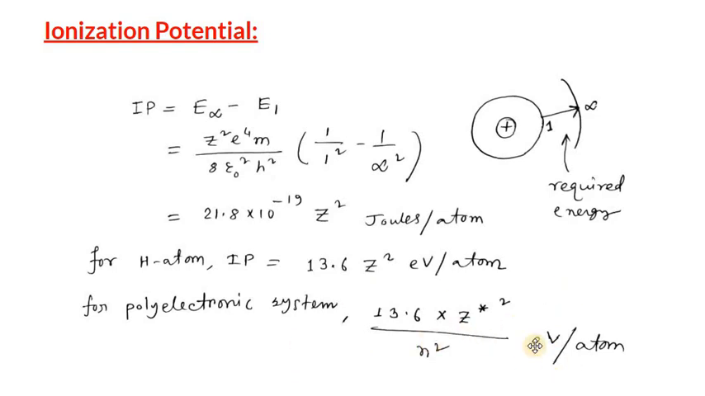If you use the equation for hydrogen atom also, then you will get this value. So this equation is the fundamental equation and the universal equation. You can use this equation for the hydrogen atom also. Just put n equals 1 and Z star will be Z for hydrogen atom, because there is only one electron in hydrogen atom.